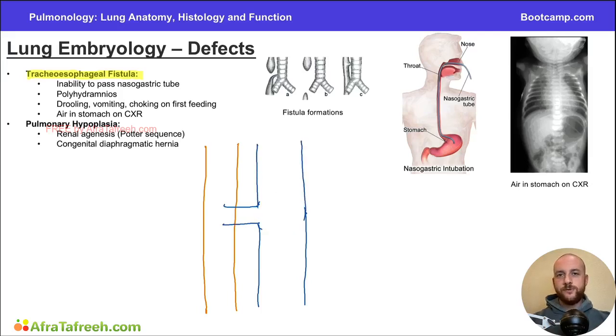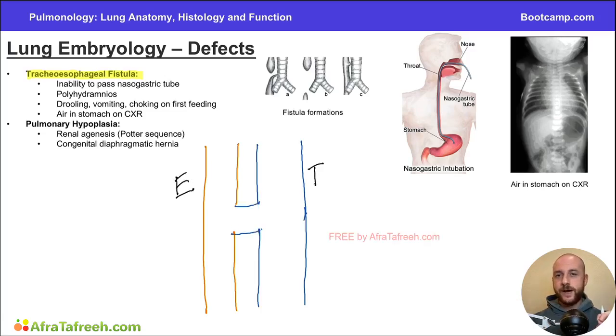And the part of the primitive respiratory system that we kind of have illustrated here would be the trachea. And the foregut is now starting to become the esophagus. And there's still a connection between the trachea and the esophagus. And normally, this is going to obliterate. Once obliterated, there's going to be two distinct structures side by side, the trachea and the esophagus.